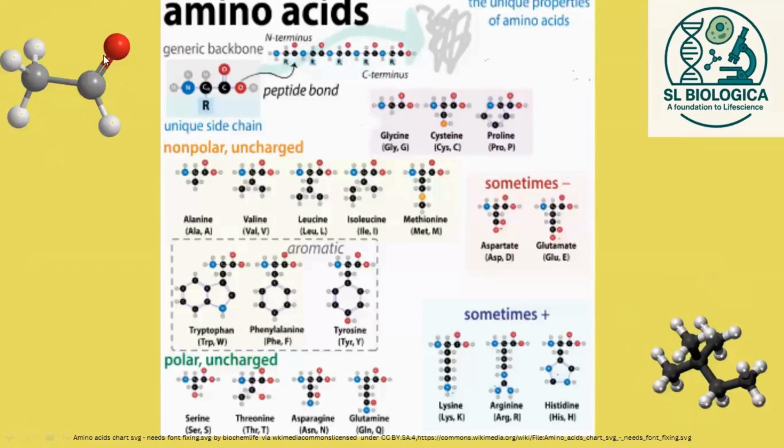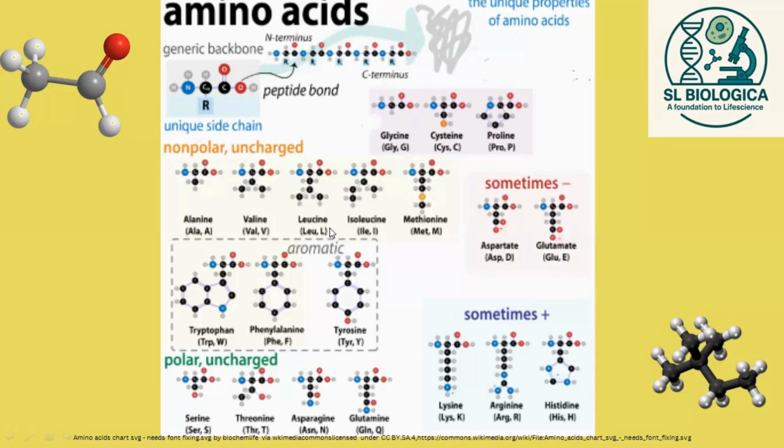So these are the representations of 20 amino acids. Based on its side chain, amino acids are divided into different classes like polar, non-polar, charged, uncharged, negatively charged, positively charged, aromatic amino acids, etc. So we already discussed its basic structure form. These amino acids are connected by a bond known as peptide bond. Okay, it has two termini, C terminus and N terminus. Okay, and then this is a non-polar uncharged group.